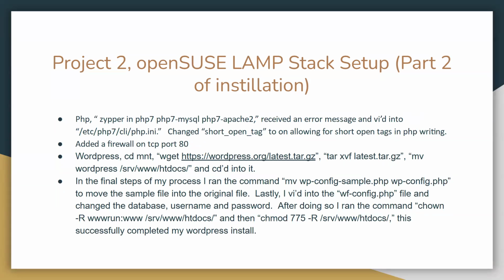Wrapping this up, the third major part of the LAMP stack is installing PHP. I ran the command zypper install php7, php7-mysql, php7-apache2. After doing that, I received an error message, although I've done other commands like Elasticsearch and Kibana, so I kind of knew what to vi into. It was in the video too: /etc/php7/cli/php.ini.